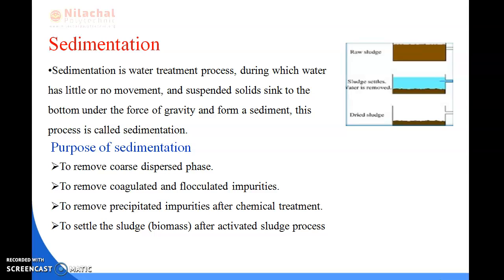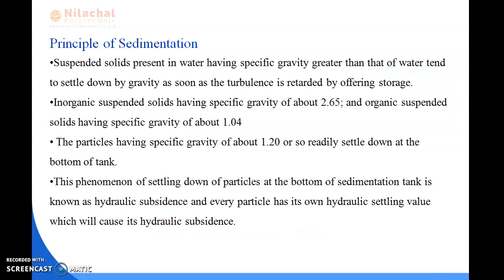So what are the purposes of sedimentation? First, to remove the coarse dispersed phase; to remove the coagulated and flocculated impurities; to remove the precipitated impurities after the chemical treatment; and to settle the sludge after the activated sludge process. These are the purposes of sedimentation. Next we'll be reading about the principle of sedimentation.